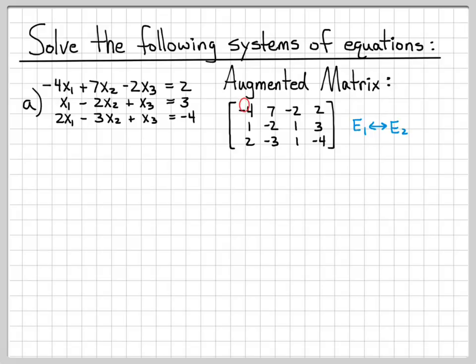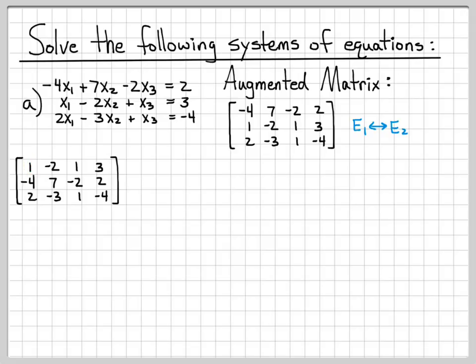I would like to start off having a 1 right there, so I can do that easily if I switch equations 1 and 2. This thing I've circled here, E1 double arrow E2, just means interchange the first and the second rows of this matrix. So if I do that, I make the second row the first row, and I make the first row the second row. I just switch them, and now I have a 1 right here like I would like.